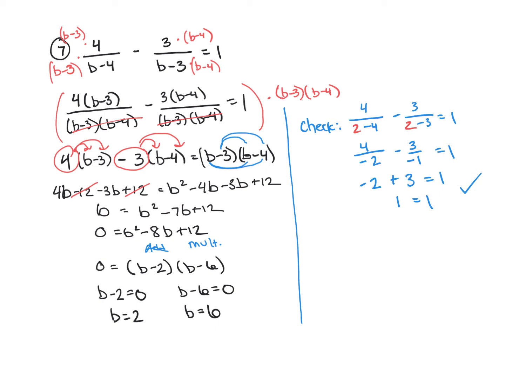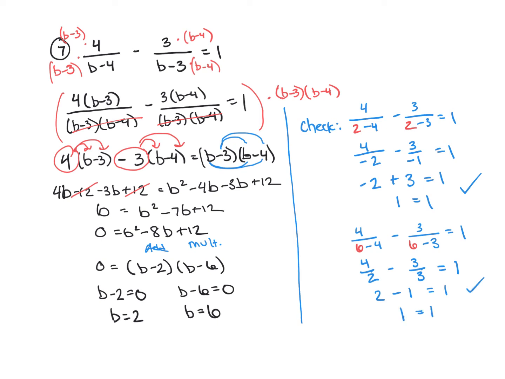Let's check with 6. So if we check with 6, it's going to be 4 over 6 minus 4 minus 3 over 6 minus 3 is equal to 1. So let's see, now we end up with 4 over 2 minus 3 over 3 is equal to 1. 4 over 2 is 2. Negative 3 over 3 is minus 1 is equal to 1. 2 minus 1 is equal to 1. All right, they've both checked off.